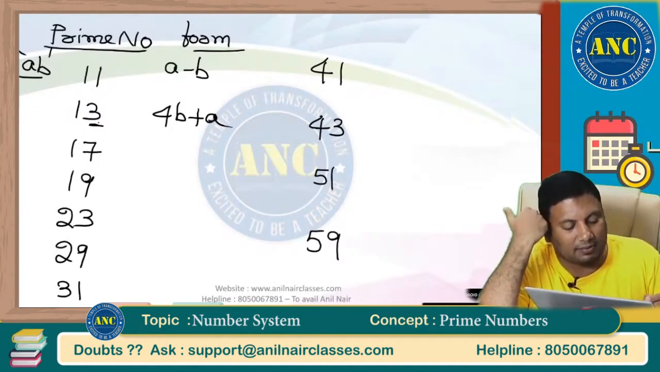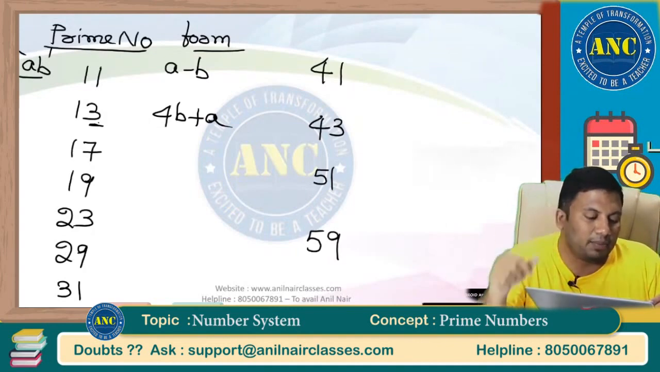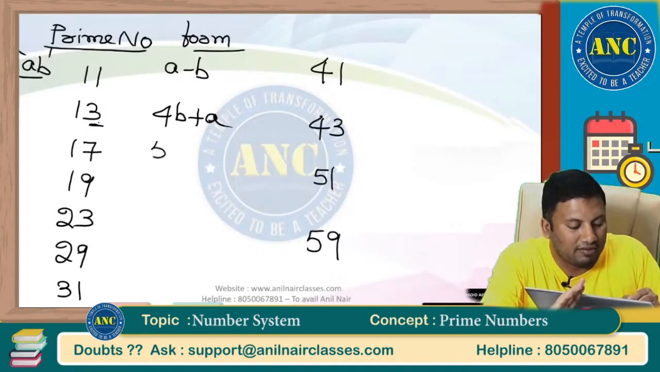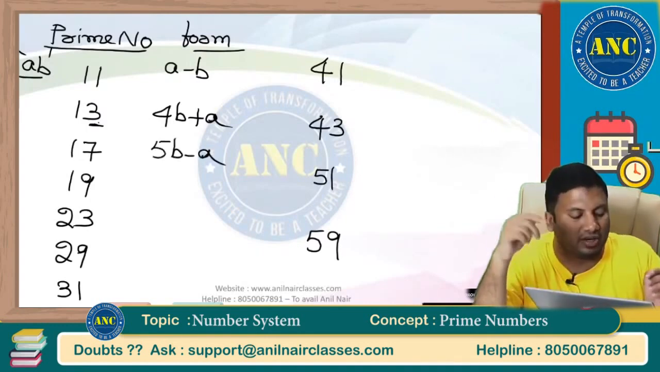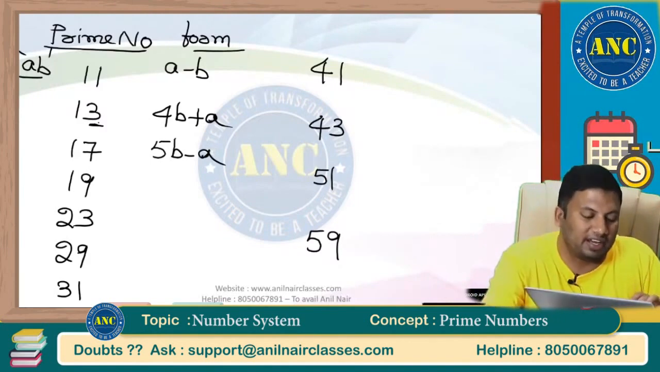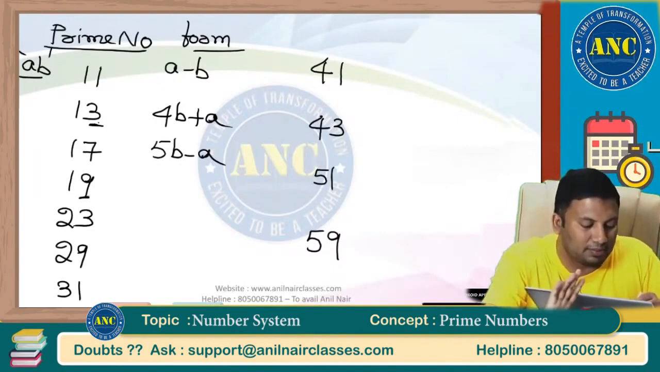17 is nothing but something you can derive in any way. Is there any multiple of 7? 7 5s are 35. 35 minus 1 gives 5B minus A. I am not touching anything other than the unit digit. 5 7s are 35, 35 minus 1 is 34, and 34 is divisible by 17. If it is B, this is nothing but 2B plus A.